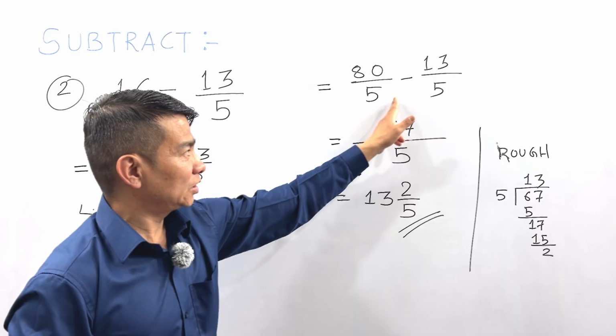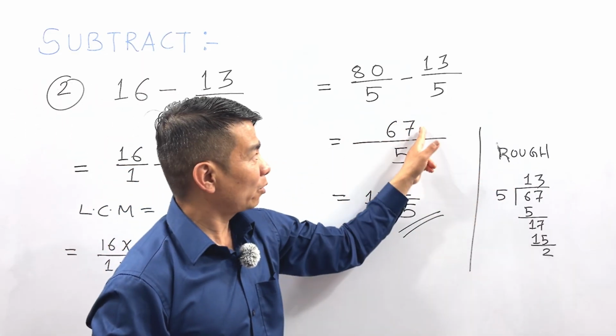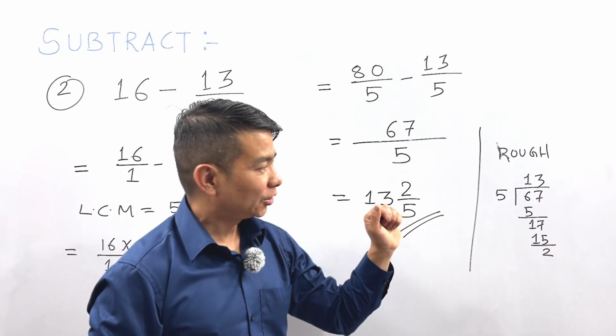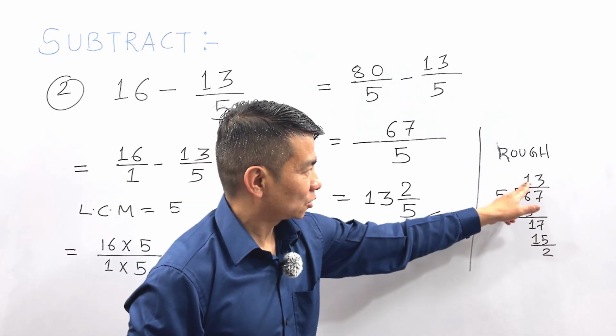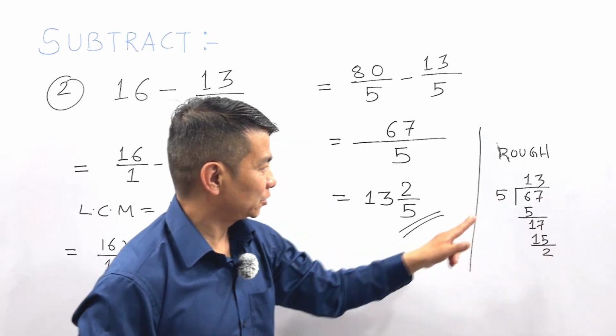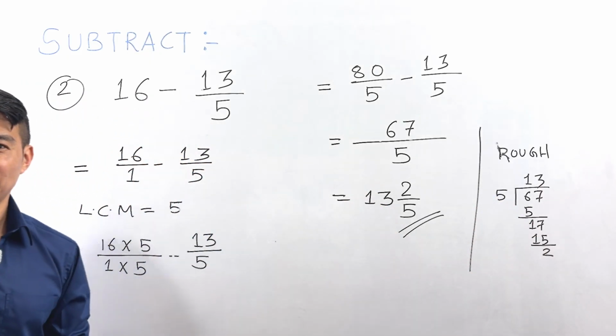In order to convert this improper fraction to a mixed fraction, I've done it on the rough side. I have to divide the numerator by the denominator. That is, you get 13 as the quotient, 2 as the remainder, and 5 is the divisor. So this is our final answer.